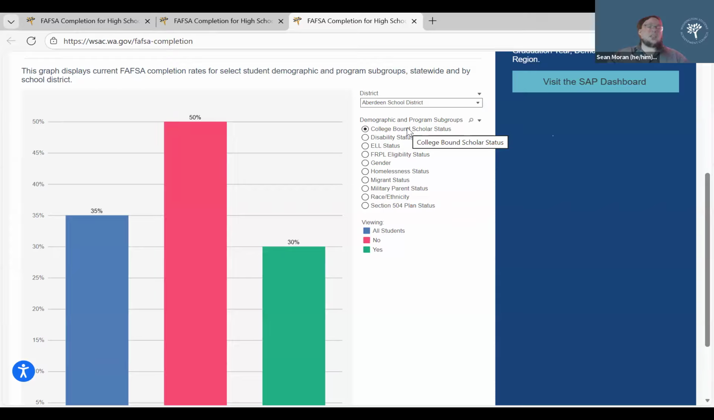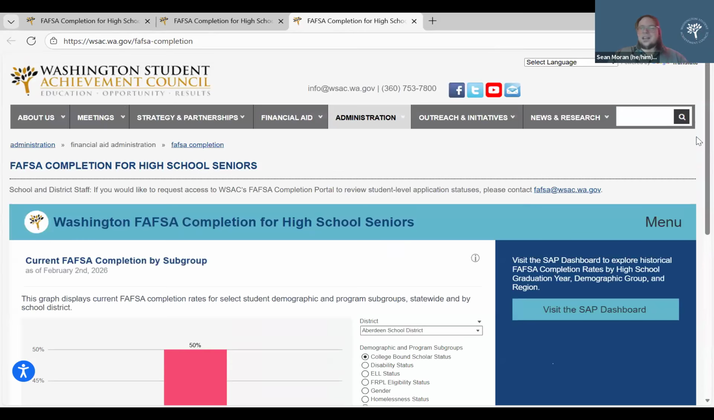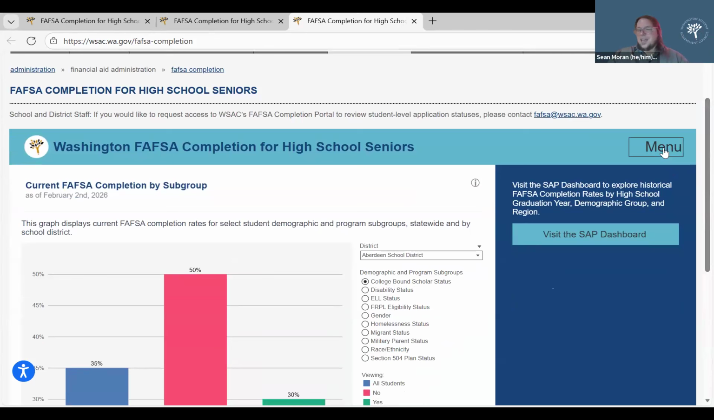So, as mentioned before, if it does not reach the 20 rate, so the 20 count, then what'll happen is you will not see them. So if you don't have 20 students in that subgroup, they will not show up. I just want to make that clear as well. Okay.